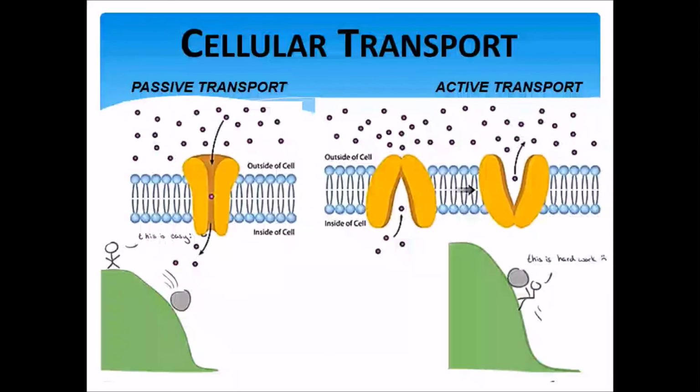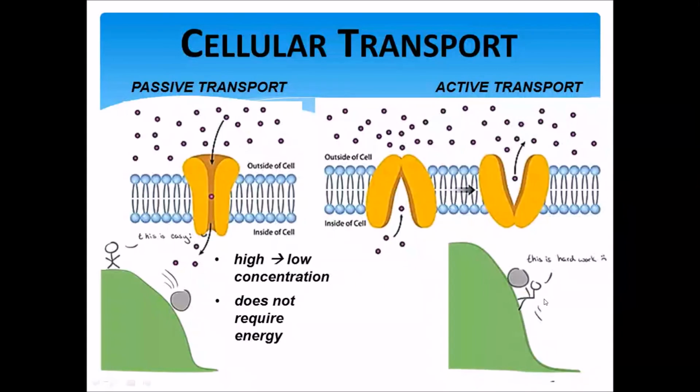To summarize, cellular transport can either be passive or active transport. Passive transport, such as diffusion, facilitated diffusion, and osmosis, transports molecules from an area of high concentration to an area of low concentration. Thus, this process does not require energy. On the other hand, active transport such as ion pumps, transport proteins, and bulk transport moves molecules from an area of low concentration to an area of high concentration, which requires energy from ATP.